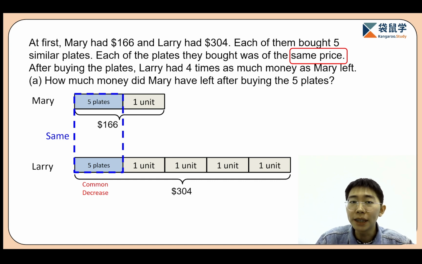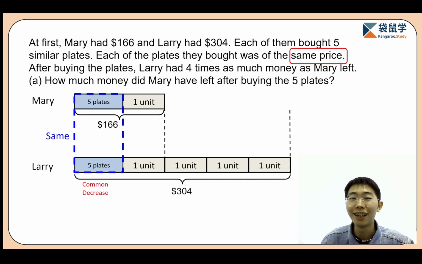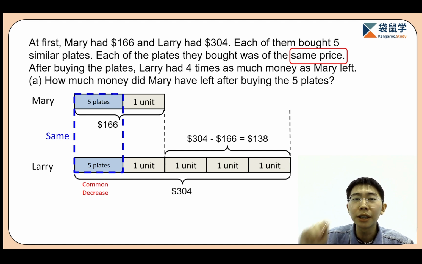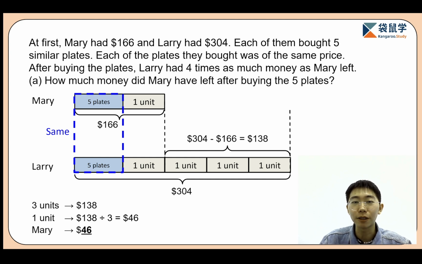Now after buying the 5 plates, there is some money left. So what is the difference in terms of units between Mary and Larry's money now? Easily we observe the difference is 3 units. And what is the corresponding value of these 3 units? It's the same as the difference between Larry and Mary's money, which is 304 minus 166 equals $138. So now we can write down 3 units to 138. So 1 unit equals 138 divided by 3, which is $46. So Mary had $46 left.